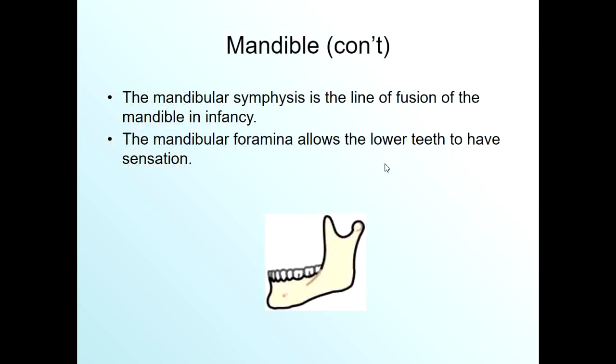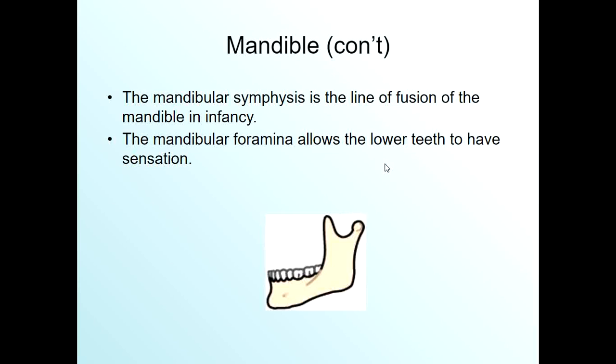Your mandible, when you were a baby, was not fused at your chin. And as you got older, it began to fuse down the middle. So right at the middle of your chin, on the front of your face, there's a little line of fusion that's known as the mandibular symphysis.